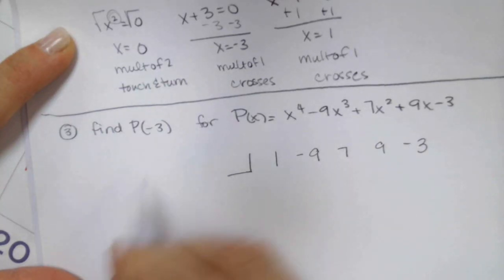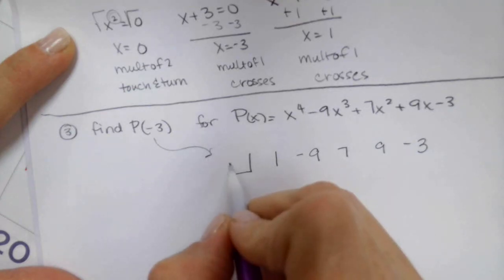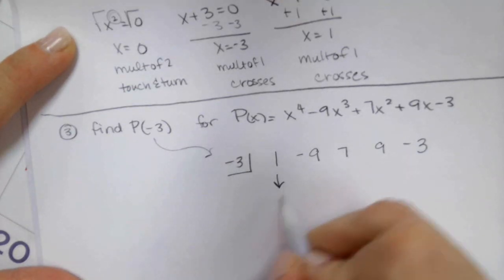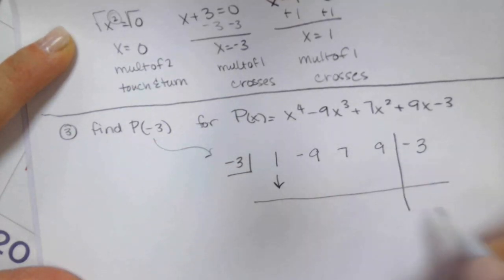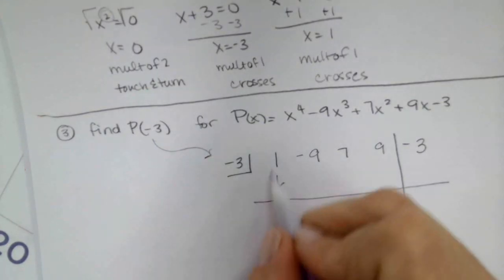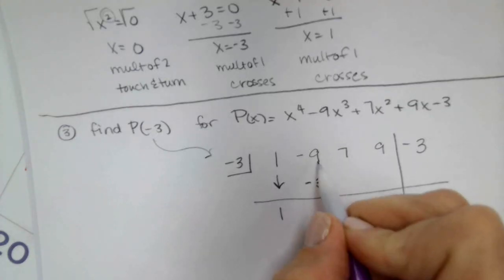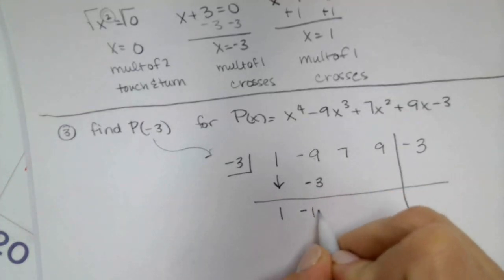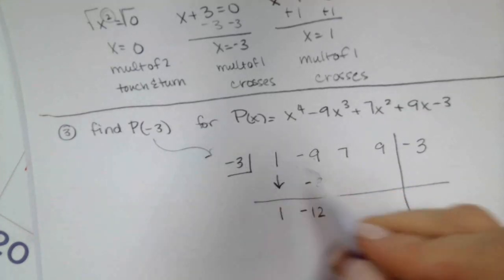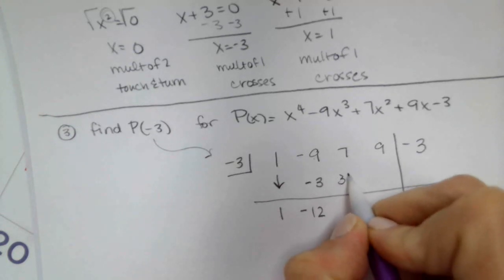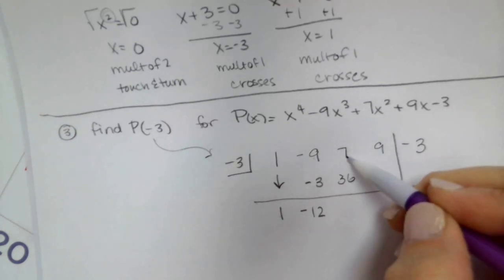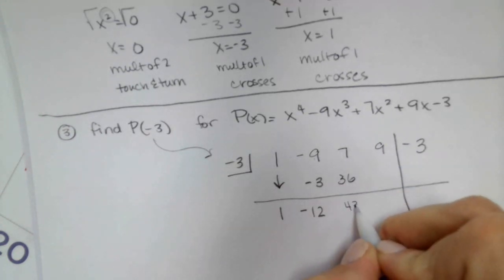Put in the backwards L. This number goes here. We're going to bring down the 1. Okay, so we bring down the 1. -3 times 1 is -3. -9 and -3 is -12. -3 times -12 is 36. 7 and 36 is 43.